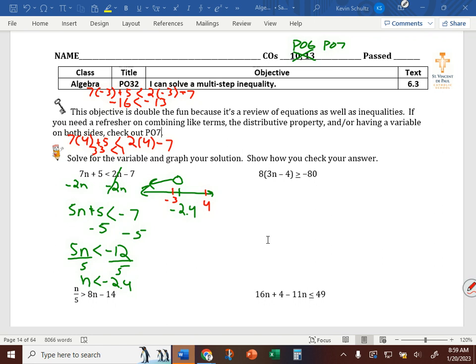Okay? What's our strategy on the next one there? You see those parentheses, what does that mean we need to do? Distribute. Remember, when you distribute into parentheses, you do it to everything in the parentheses, and you do it with multiplication. Not addition, you multiply. So 8 times 3n is 24n. 8 times -4 is -32, and that is greater than or equal to -80.